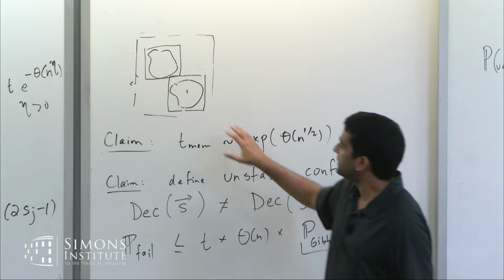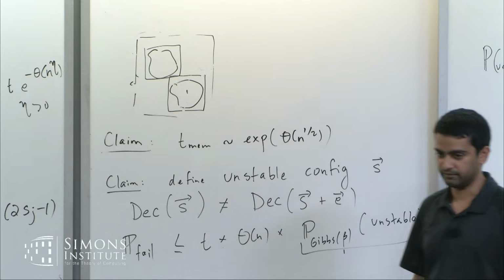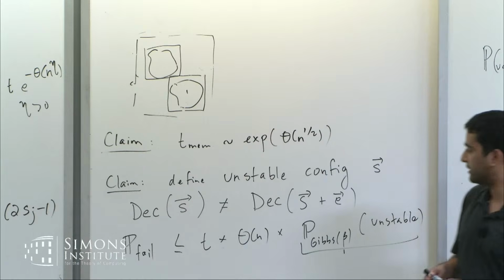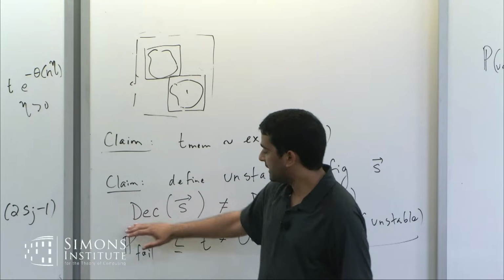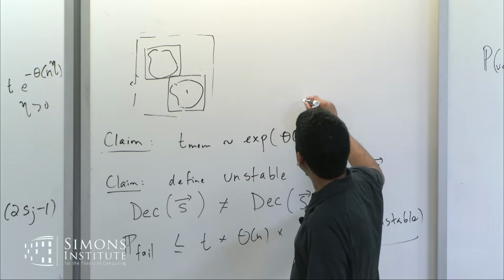I just think that the way people standardly prove these kinds of arguments is through a decoder that identifies and shrinks loops. One way to think about the decoder is that I have a configuration. Can I just add something?